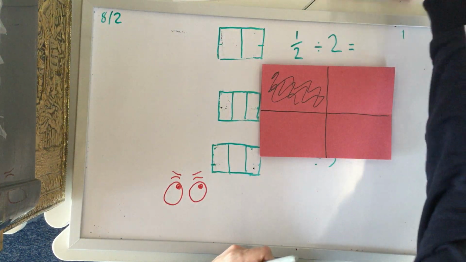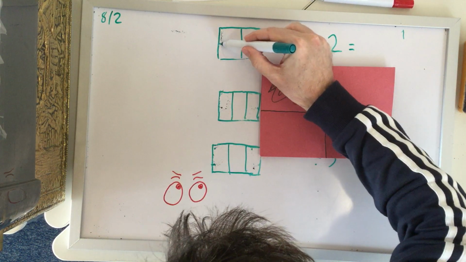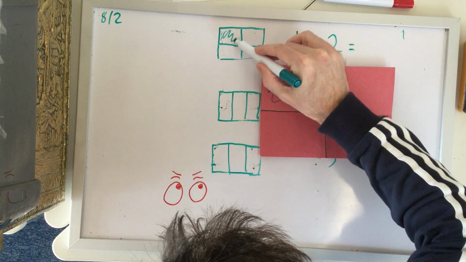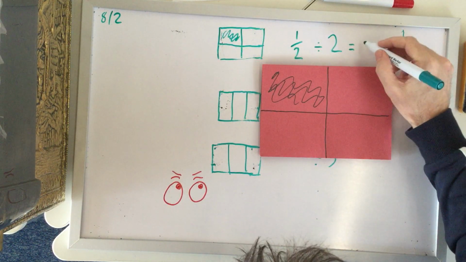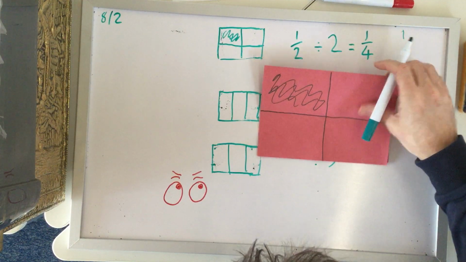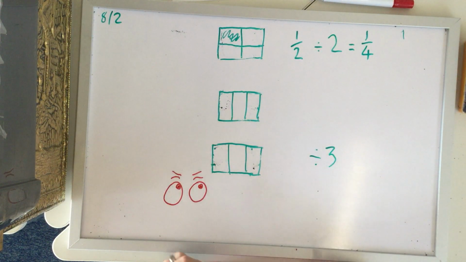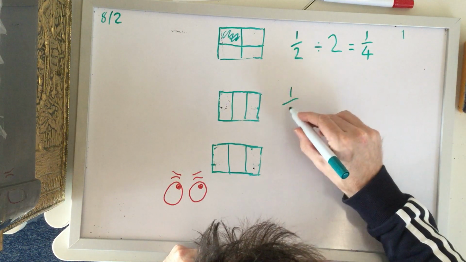So as we've seen that, we can show that again on here. We've got a half here, split it across, and a half divided by 2 actually becomes 1/4. Okay, so we've got that one. So let's see how it works for thirds then.